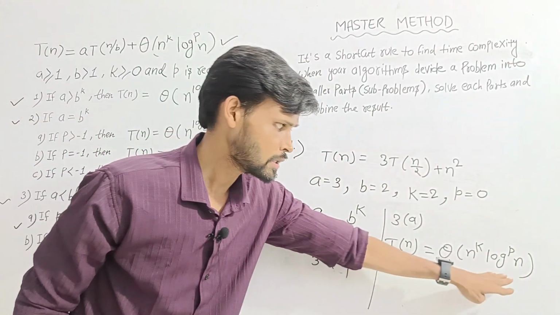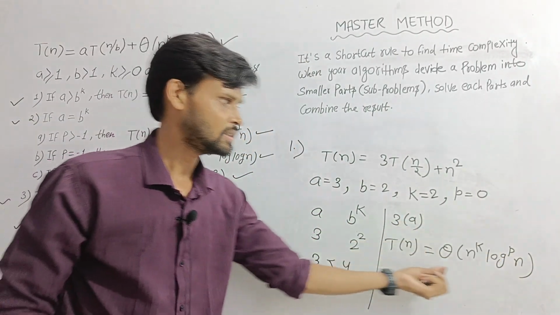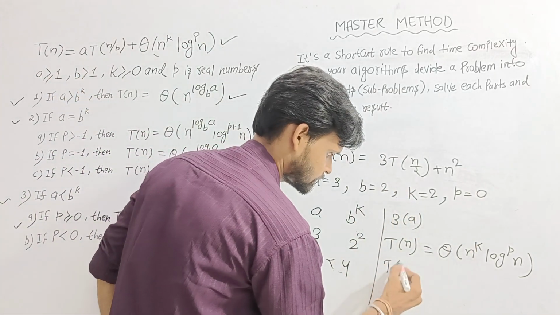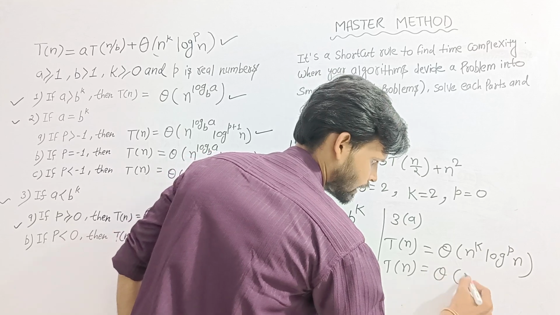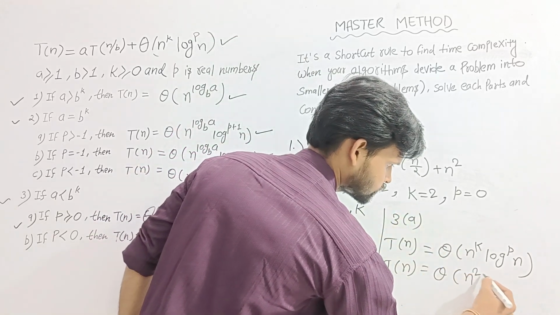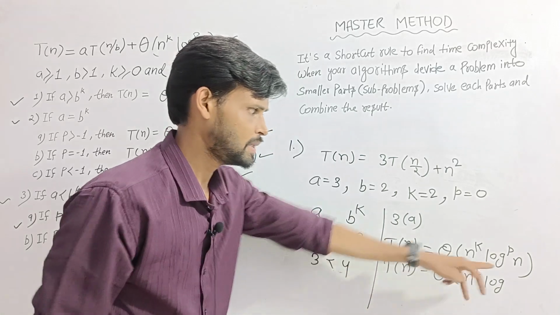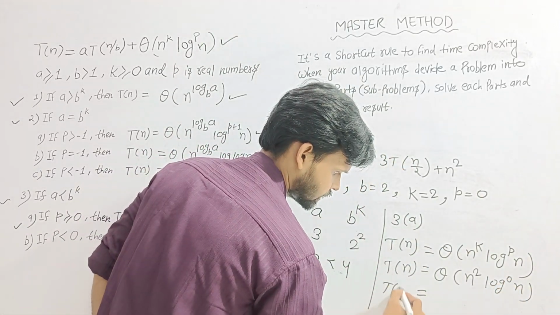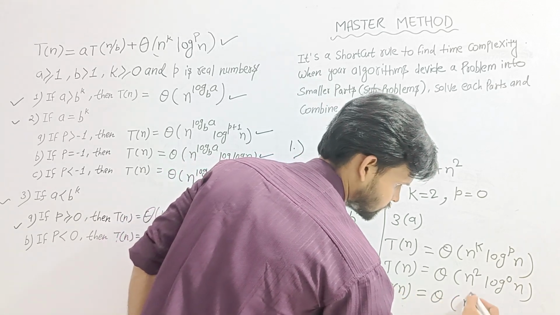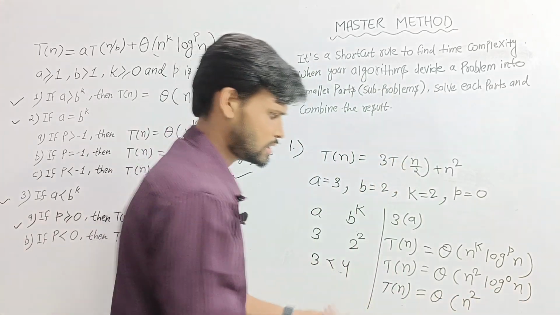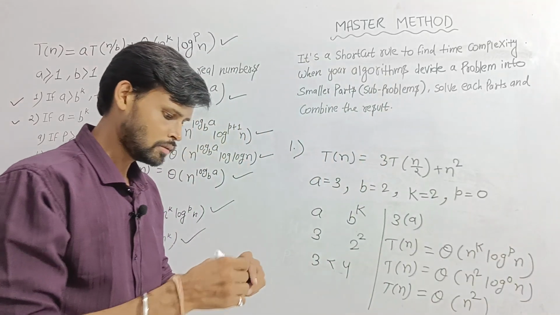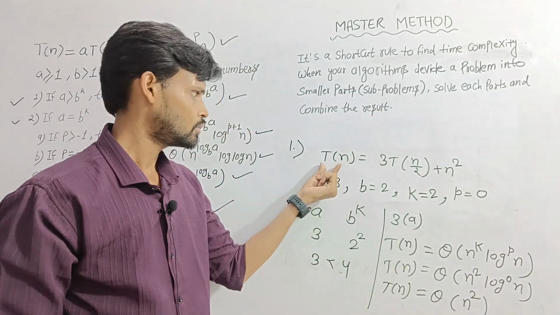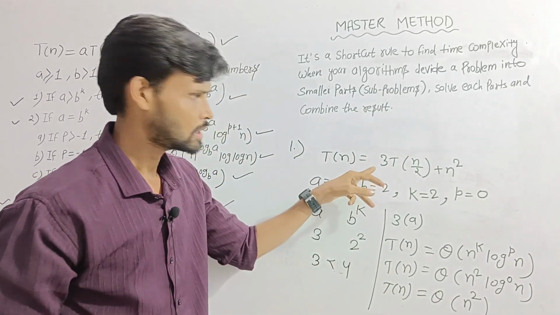So in this equation we will put the value of each parameter. Okay, directly you can see the time complexity. Let's see here. Theta of n power k, that is 2, log power p, that is 0, and n. T of n equal to theta of n square. What is the value of log 0 n? That is 0, so n square. Then the time complexity has been calculated using the master method for this recurrence equation.